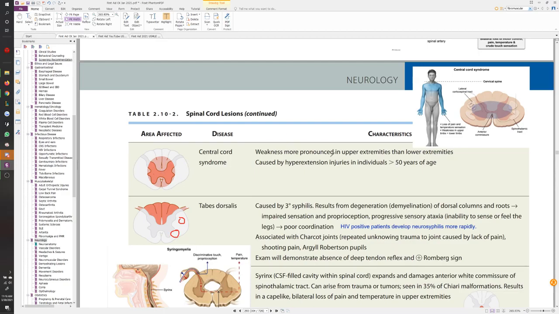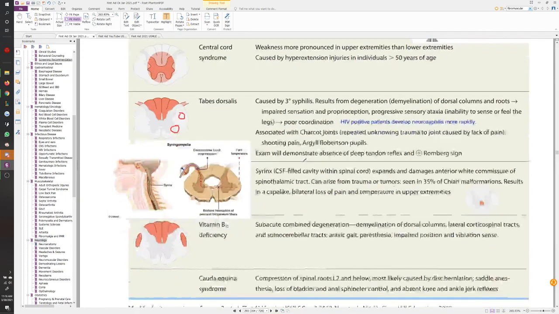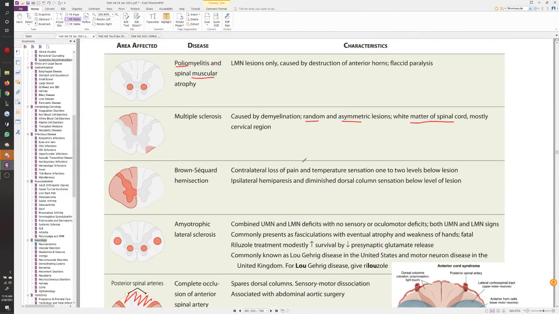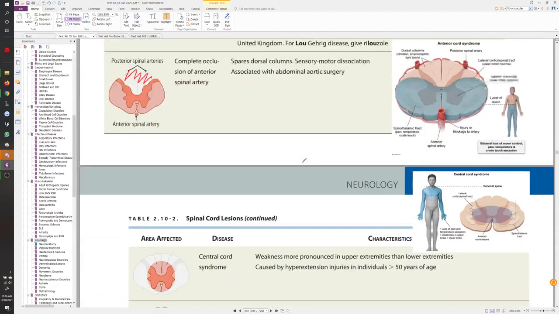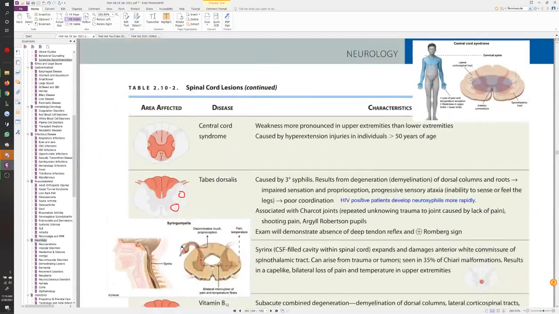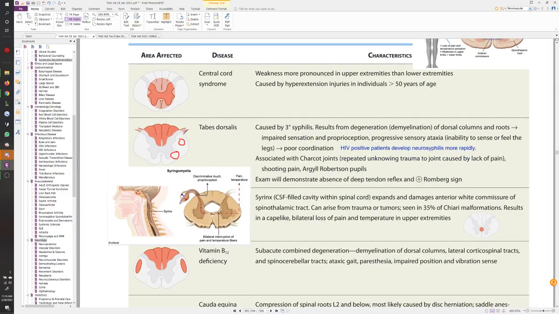So weakness more pronounced in the upper extremities than the lower extremities, caused by hyperextension injuries in individuals over age 50. That's different from your actual syringomyelia, which is, I guess, talked about separately. I'm going to see it here. Oh, this one right here, excuse me. So let's take a look at the difference between the two, because you're going to get questions where you're going to have both answer choices.